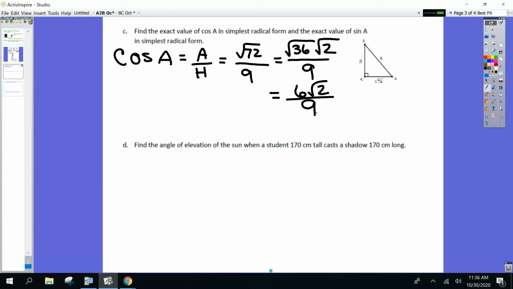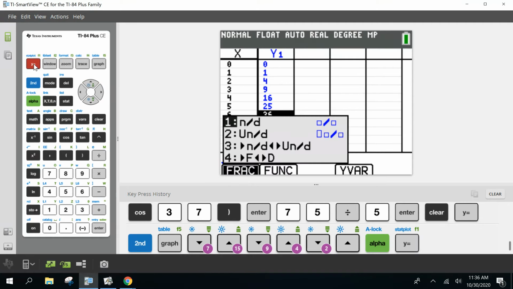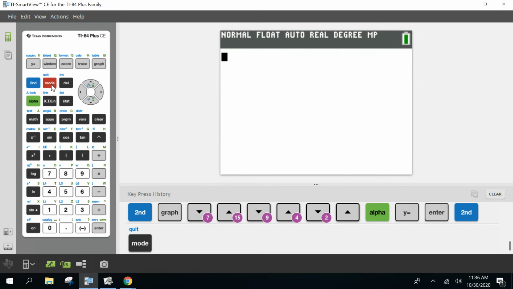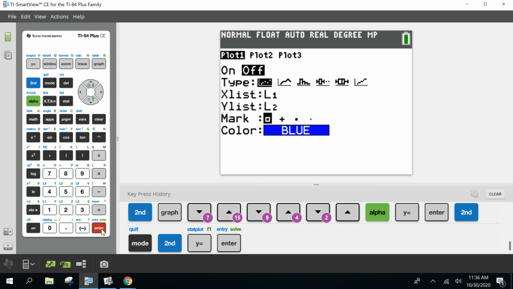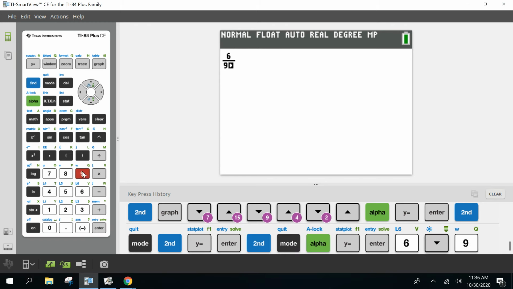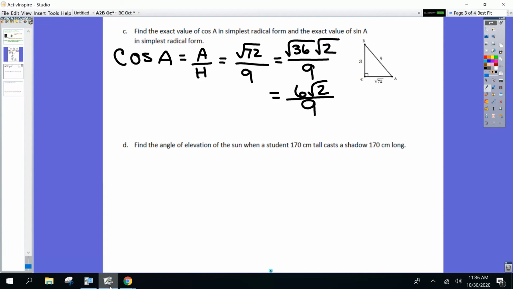6 radical 2 over 9. Anybody see what we can do there? 6 over 9. Reduce. We should be able to do this stuff. There we go. 6 over 9 reduces down to 2/3. So final answer here, 2 radical 2 over 3. 6/9 went to 2/3. That's where that came from.